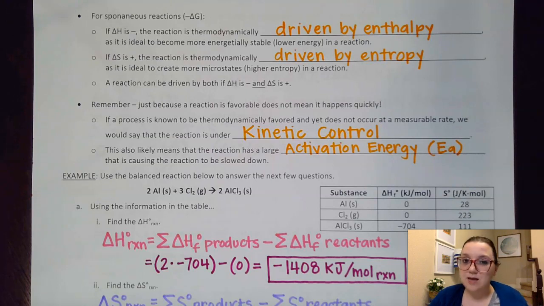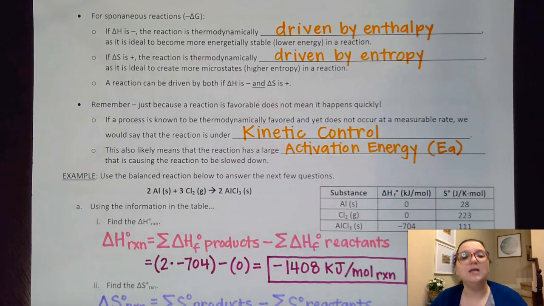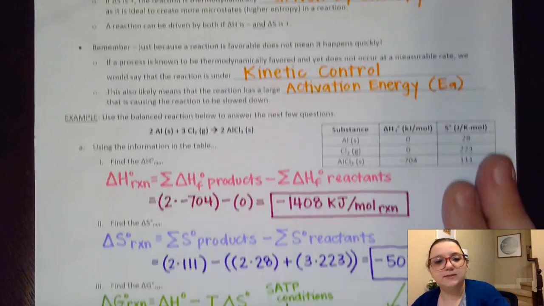And we're going to see an example of that here in just a little bit. This also likely means that we have a really large activation energy that's preventing us from seeing a fast reaction. Remember, the bigger activation energy gets, the slower that reaction will take place. All right, let's go ahead now and jump into those calculations.